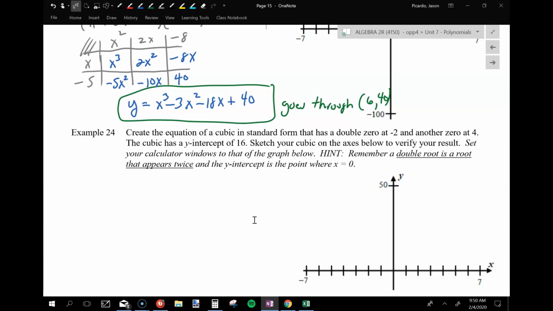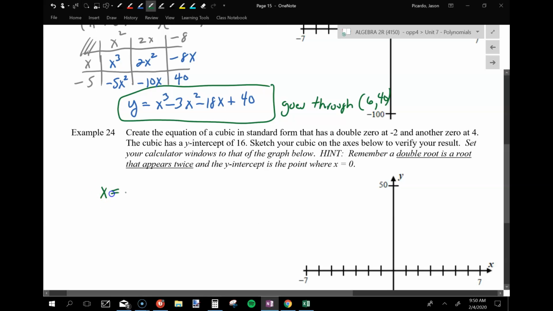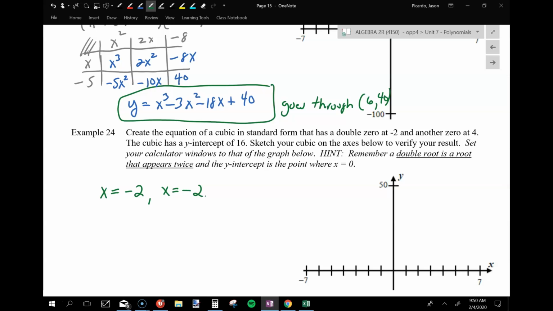Create the equation of a cubic. So if I say cubic, how many roots should I have? 3. That has a double zero at -2. A double zero is what kind of a root? Bounce root. Yep, it's going to bounce. And another zero at 4.